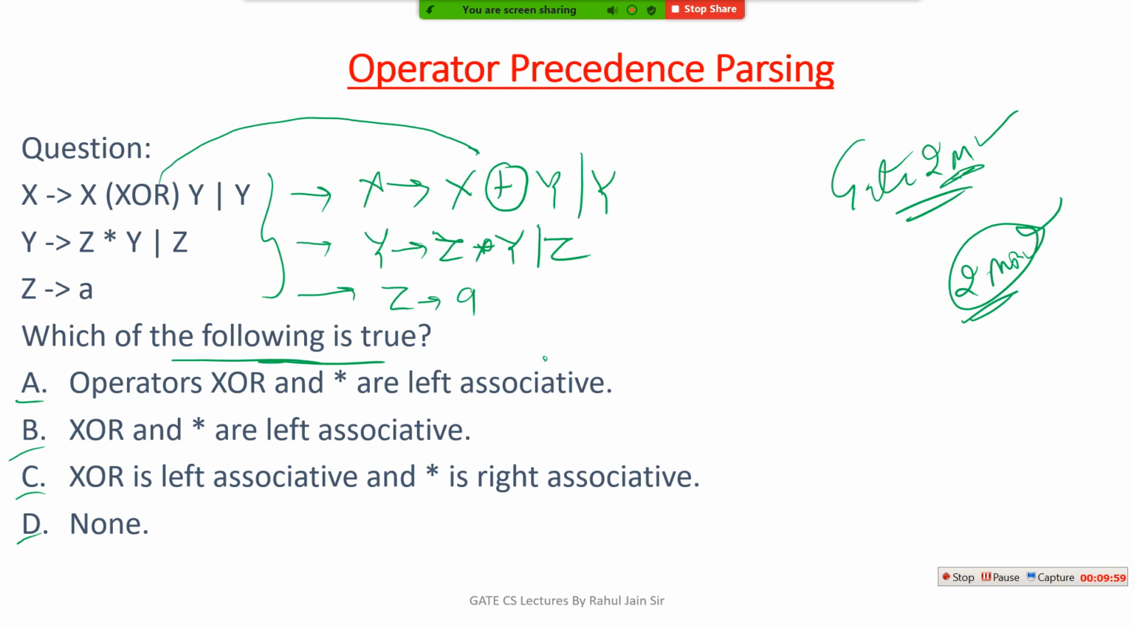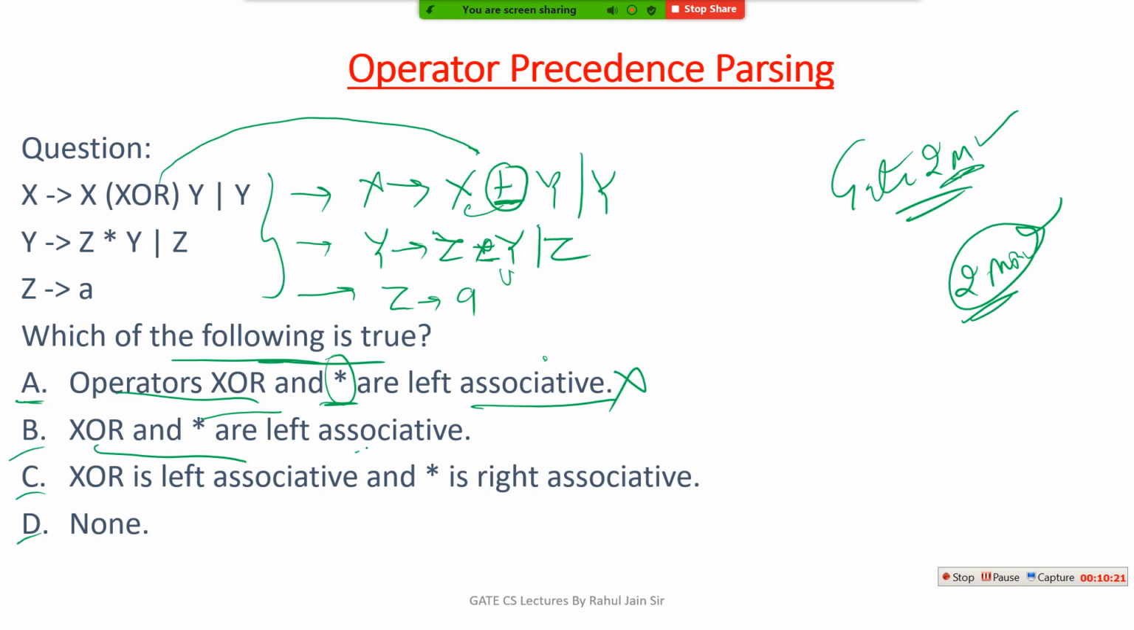Okay. So I am answering this question, guys. Option A: operators JOR and multiplication symbol have left associative. So if you observe, this JOR is left associative. So that part is true, but star is not left associative. It is right associative. That is why statement A is false.